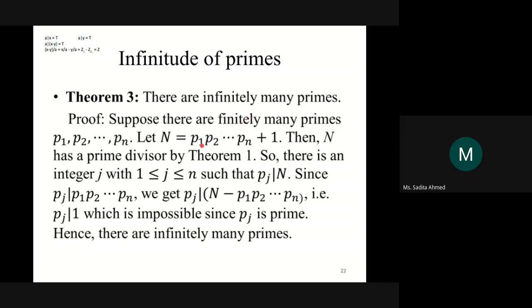Think about it. Because of this +1 that we add, as Arshad said, adding +1 to this product, can we say that this number will never have a prime divisor? Why?